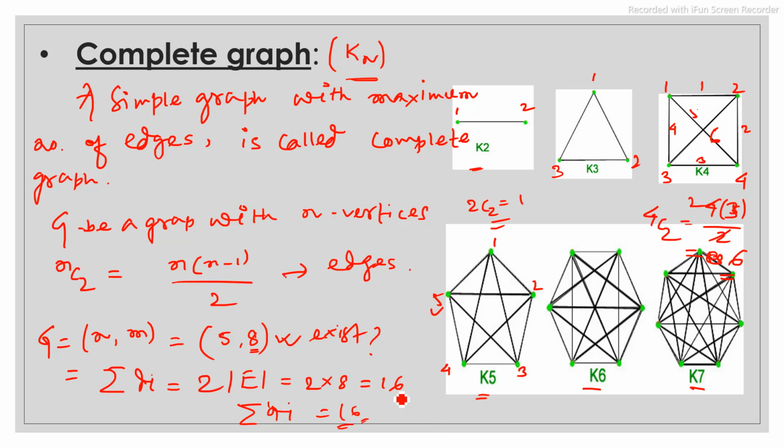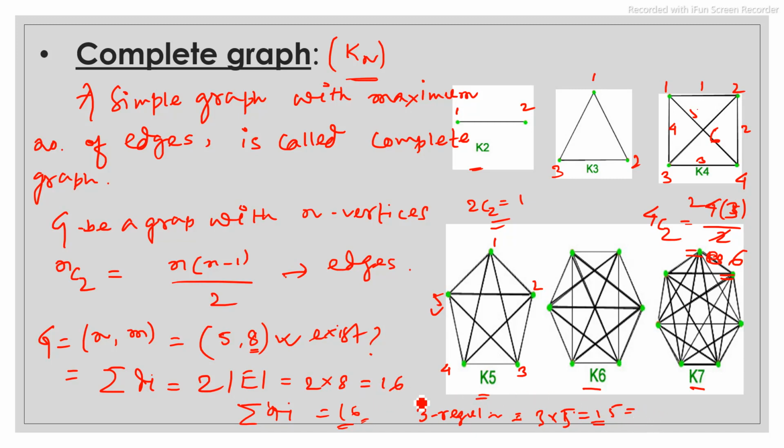If I ask, is a three regular graph with five vertices possible? No, a three regular graph with 5 vertices is not possible to draw. Because three regular means the degree of each vertex is 3, and so 3 into 5 means 15. And by the handshaking lemma, 15 should equal twice the number of edges.